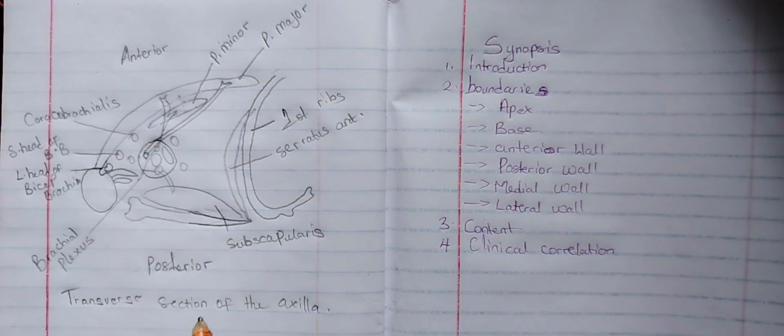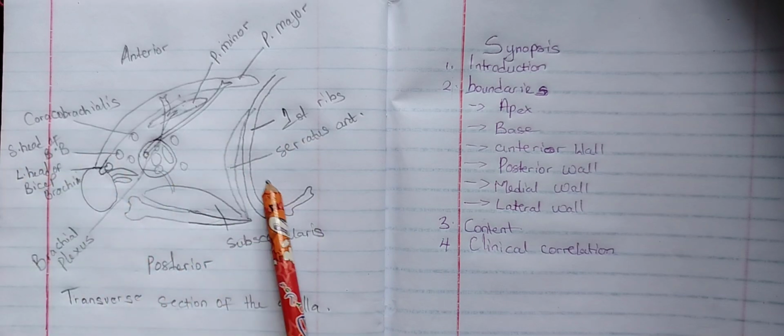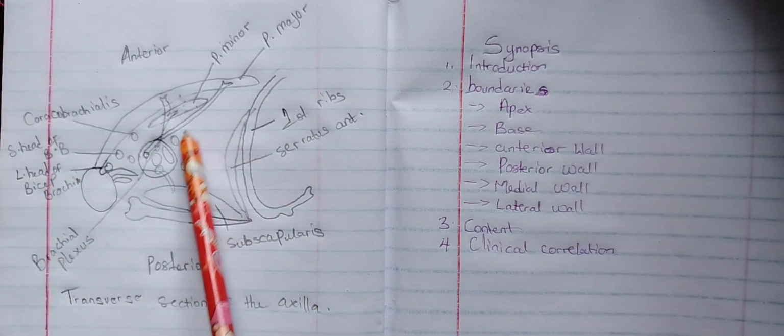The axilla has an apex, the base, and four walls. That's the anterior, the posterior, the medial, and the lateral wall. I will show you a picture shortly. This is the transverse section of the axilla. In this diagram, we can see the boundaries of the axilla. We can also see the contents of the axilla.